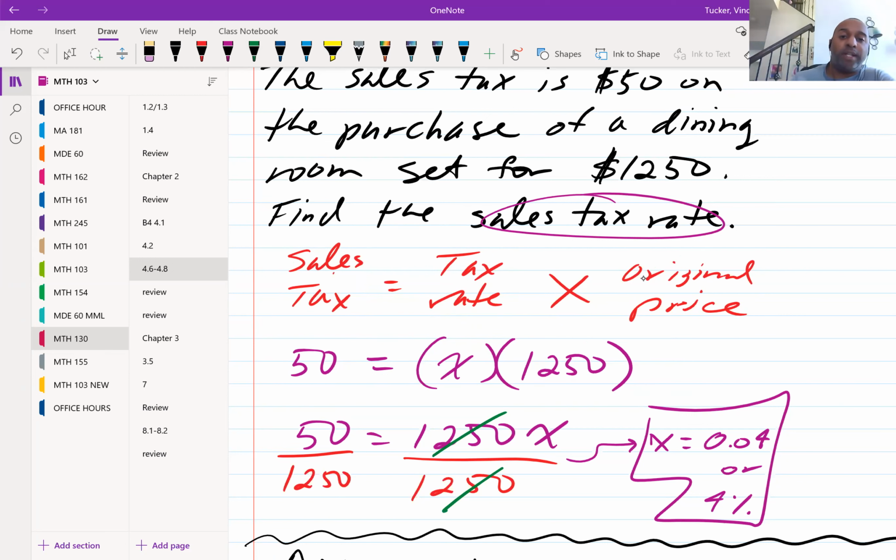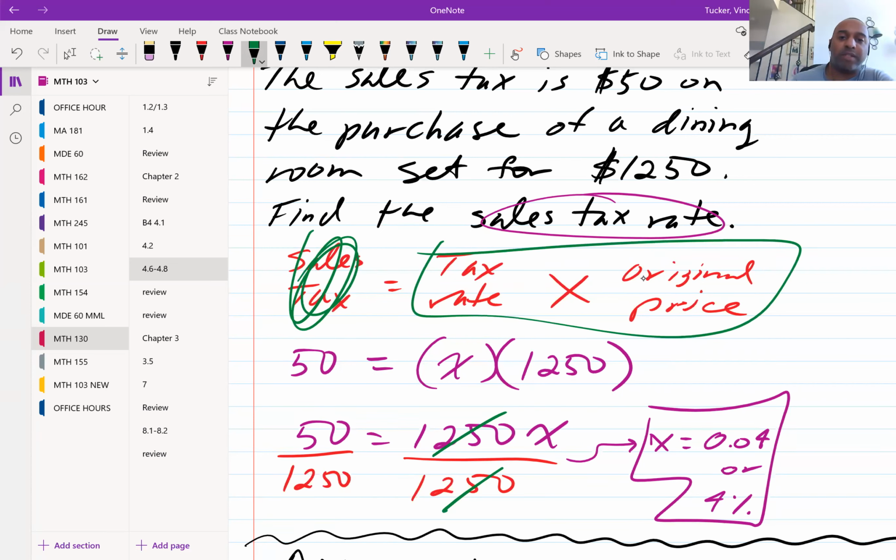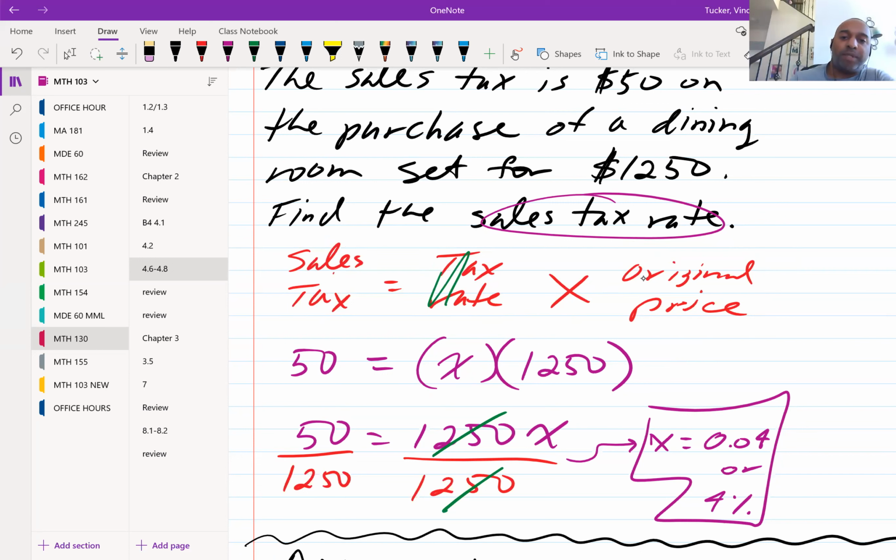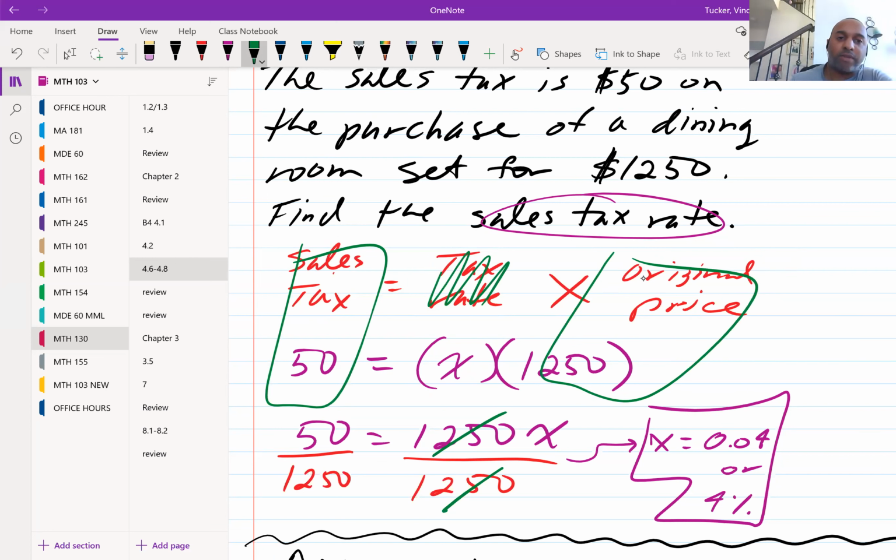So it's all about what did they give you. Before, this was the piece that was missing, so all you did was multiply these two numbers together. But this time, this is the piece that's missing. So we have these two, and so we have to solve for the tax rate.